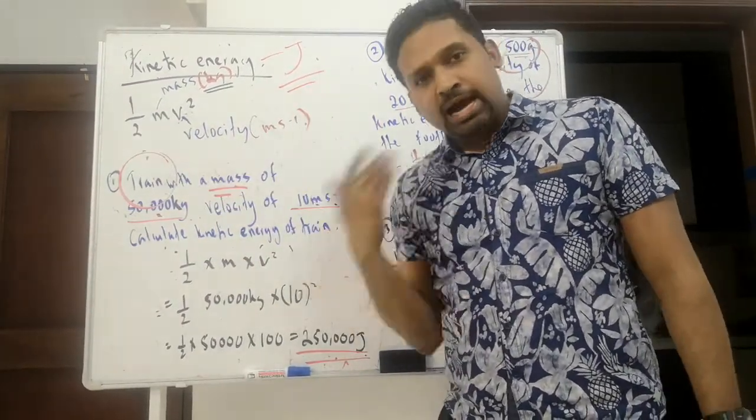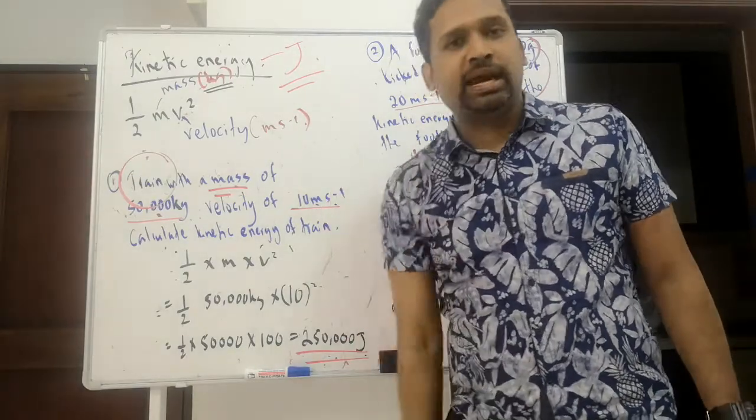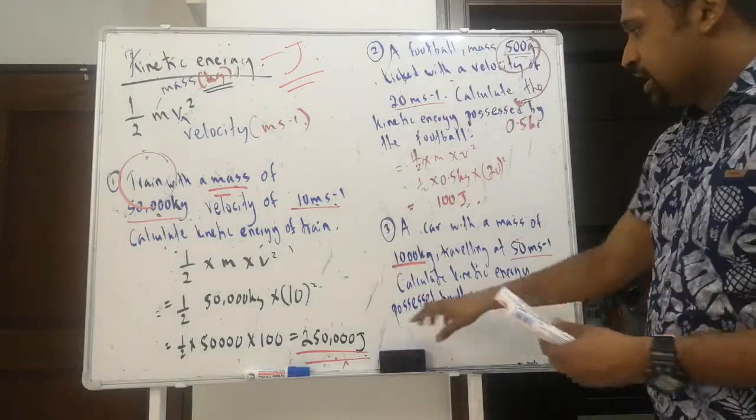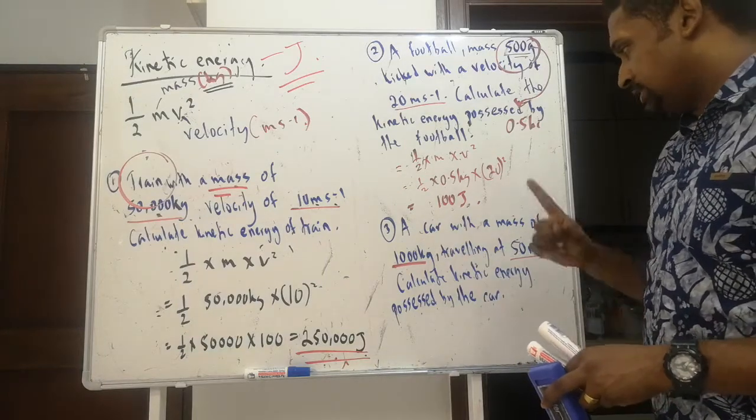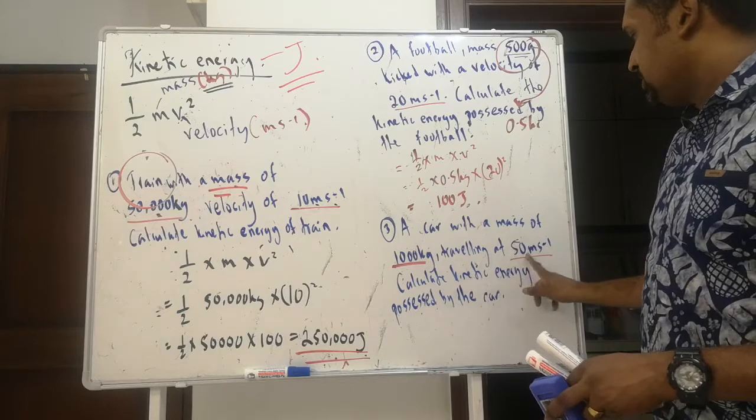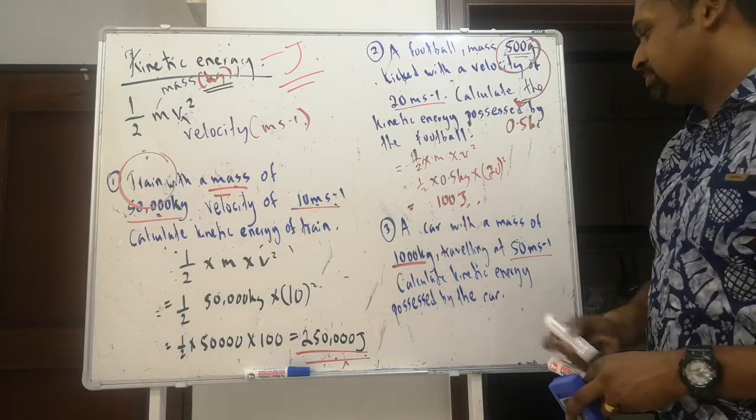Higher the velocity, higher the kinetic energy. Higher the mass, higher the kinetic energy. Then the next one here: a car with a mass of 1000 kg, yes, 1 ton, 1000 kg, traveling at 50 meters per second. Calculate the kinetic energy possessed by the car.